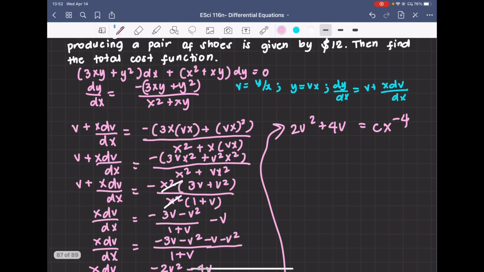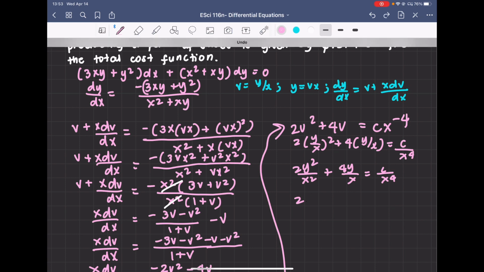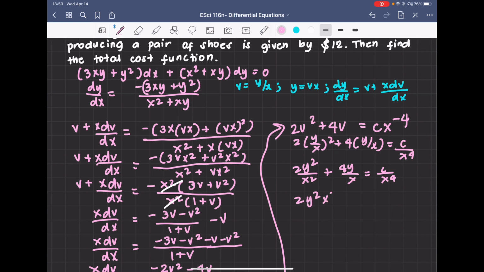So we can input our value for v back. So that's 2 times y over x squared plus 4 y over x is equals to c over x to the power of 4. So that's 2y squared over x squared plus 4y over x is equals to c over x to the power of 4. And multiplying the x to the power of 4 to the left side, we have 2y squared x squared plus 4y x cubed is equals to c.